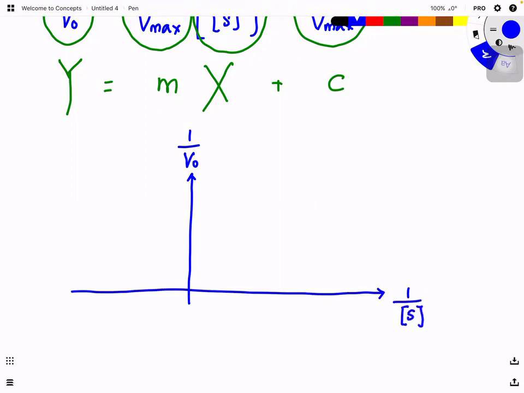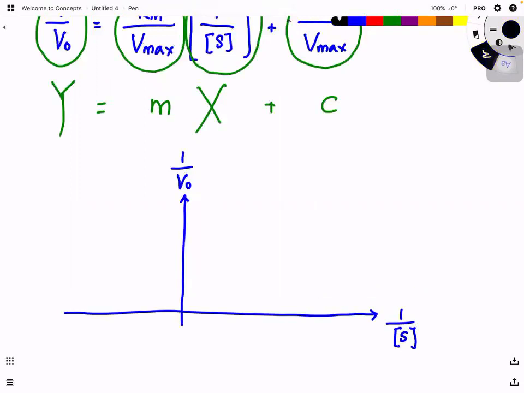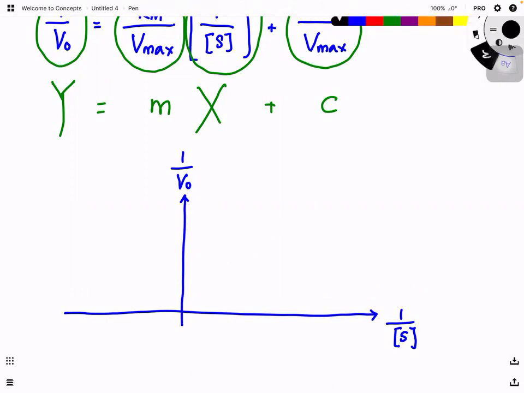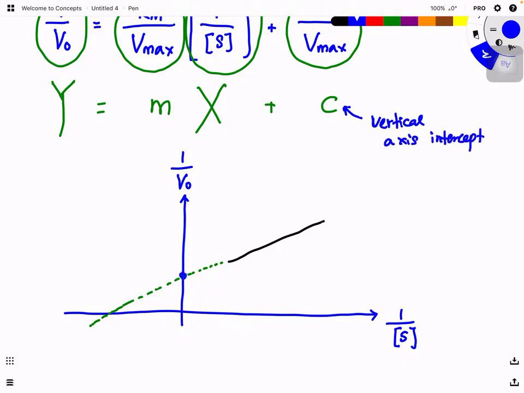I will get a straight line. If I plot this graph, I'll get a straight line. And if I extrapolate this straight line, it's going to cut my x-axis and y-axis. Are you clear? Vertical axis and horizontal axis. So this is the y-intercept, correct or not? Or what I call the vertical axis intercept. So this value actually equals 1 over Vmax.